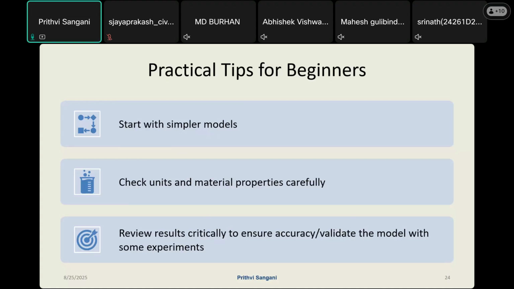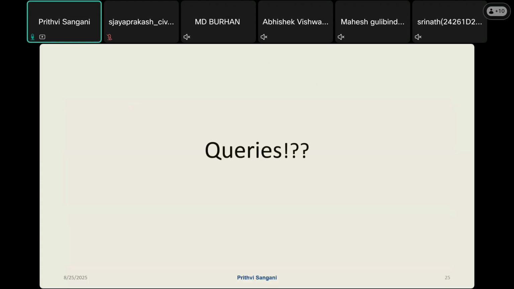Let us say if you wanted to give your units in terms of meters, then everything has to be consistent with meters. So if you are saying it's meters, then your stresses should be in terms of kilonewton per meter square or Newton per meter square. That consistency we can check while we are building the models. Then we can critically ensure some accuracy and also validate the model with some experiments. I think this is what I have planned for today.